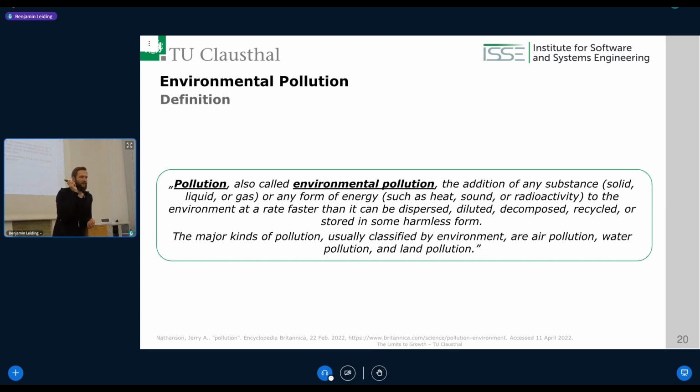We talked about the biocapacity before because it plays a crucial role in this environmental pollution part. If I can disperse, dilute, or somehow absorb it at a sufficient rate, then it doesn't really cause a problem. But if I go beyond that rate of the biocapacity, then I suddenly have a problem. The major kinds of pollution usually classified by environment are air pollution, water pollution, and land pollution.